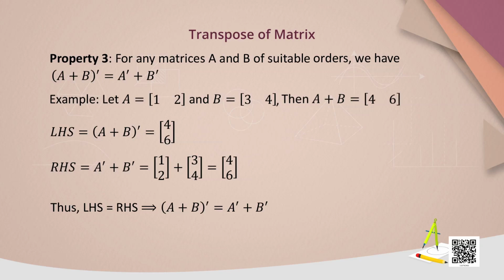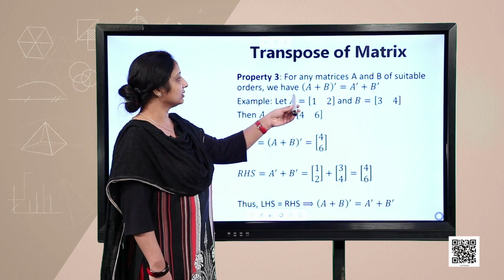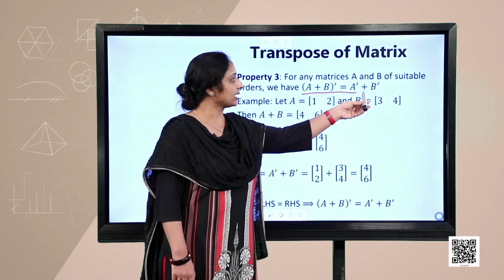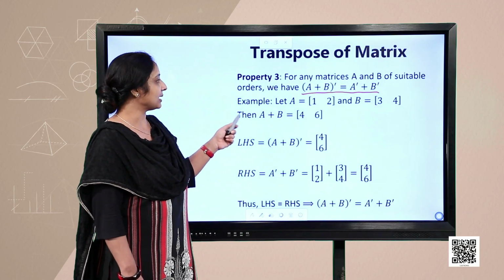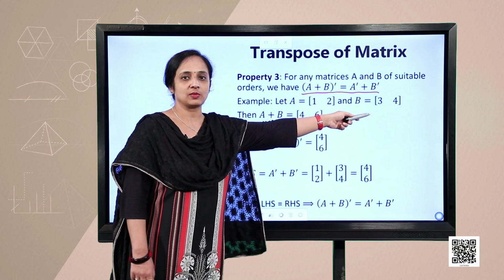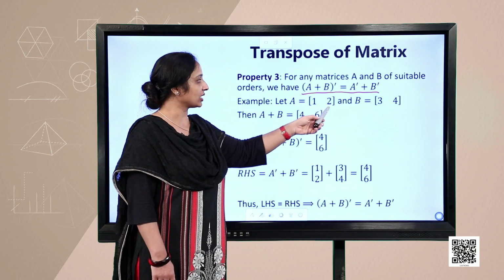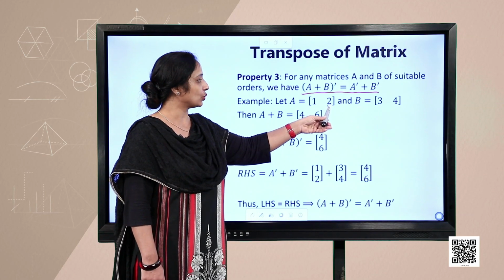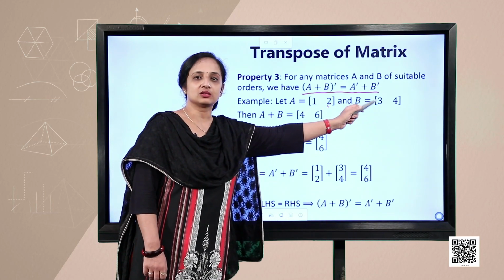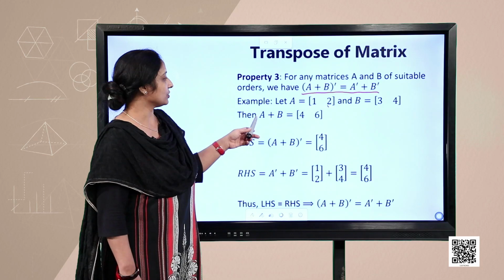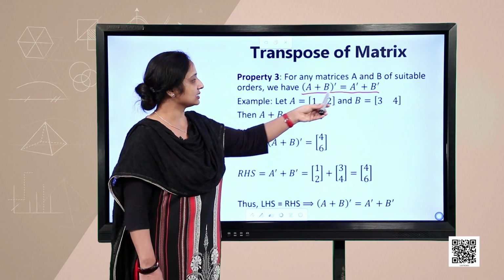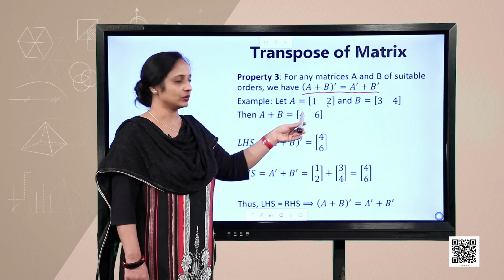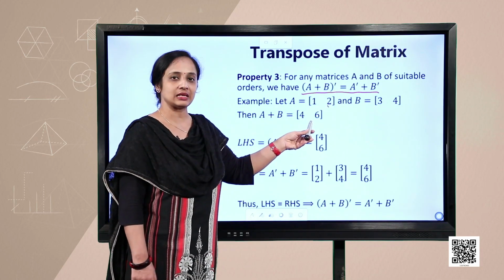Property number 3, for any two matrices A and B of the suitable order, that means they are going to be of the same order, this property is satisfied. A plus B whole transpose is equal to A transpose plus B transpose. For example, this is matrix A, this is matrix B. So first step is to check out their orders. A matrix order is 1 by 2 and B matrix is also having order 1 by 2. So you add both the matrices A plus B. You remember that we can add corresponding elements: 1 and 3, you are getting 4. 2 plus 4, you are getting 6.